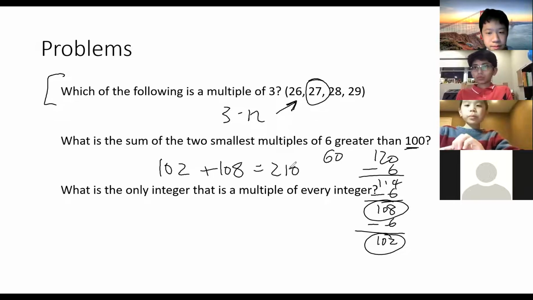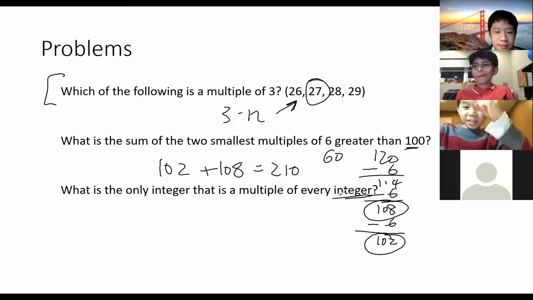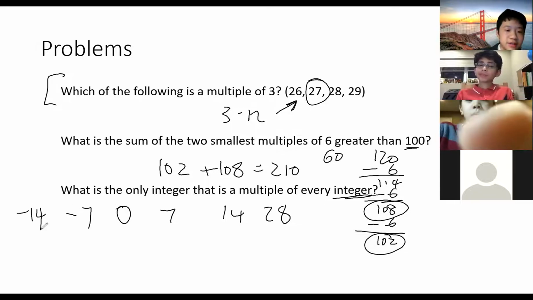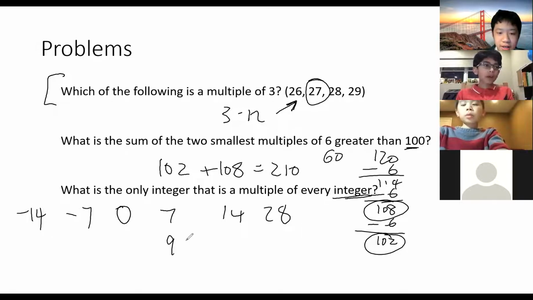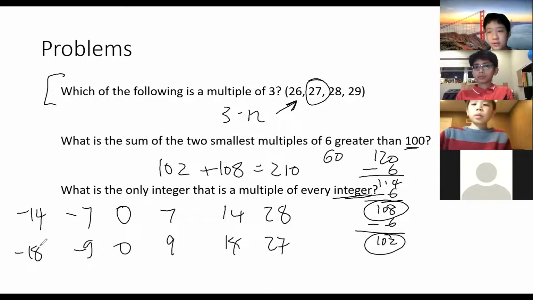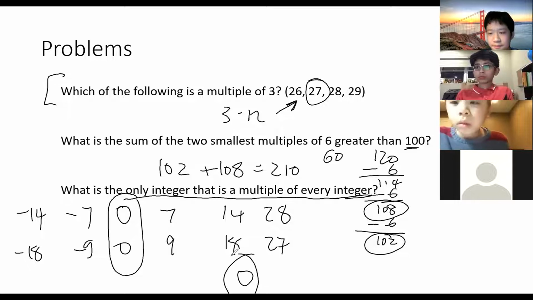Okay? So what is the only integer that is a multiple of every integer? Well, if we write out, let's say we want the multiples of 7. 7, 14, 28. We can also go in the other direction. 0, negative 7, negative 14. Let's do it for 9. 9, 18, 27, but also 0, negative 9, negative 18. And the cool thing here is that we can see that 0 is in both of them. So the only integer that is a multiple of every integer is 0. Okay?